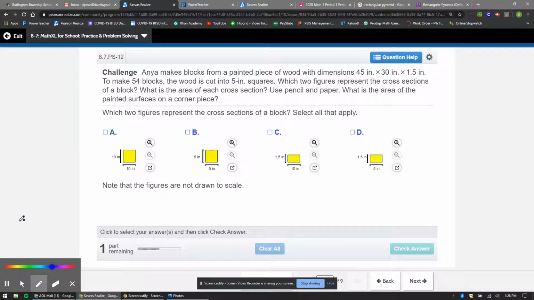Now, this question is kind of wordy. You don't need all these words. They give you a little too much information here. Anaya makes blocks from a painted piece of wood with dimensions 45 inches, 30 inches, and 1.5 inches. Again, when they give it to you in that order, they're usually saying length times width times height. To make 54 blocks, the wood is cut into 5-inch squares. Which two figures represent the cross sections of a block? What is the area of each cross section? Use pencil and paper. What is the area of the painted surface on a corner piece?